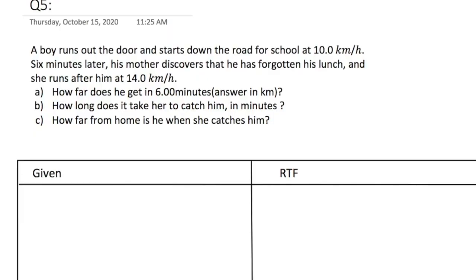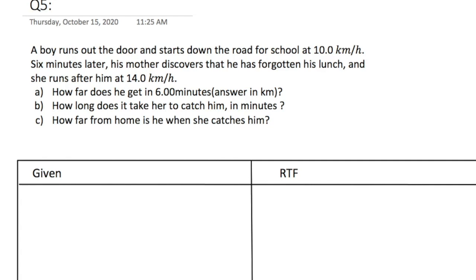Question 5. This is another example of an object 1, object 2 type problem. Similar to Tom and Phil, we have 2 individuals that are running at a constant rate. But in this case, they're not running towards each other, they're running in the same direction. To add to the complexity, there is a time delay. So let's take a look at what's going on here.